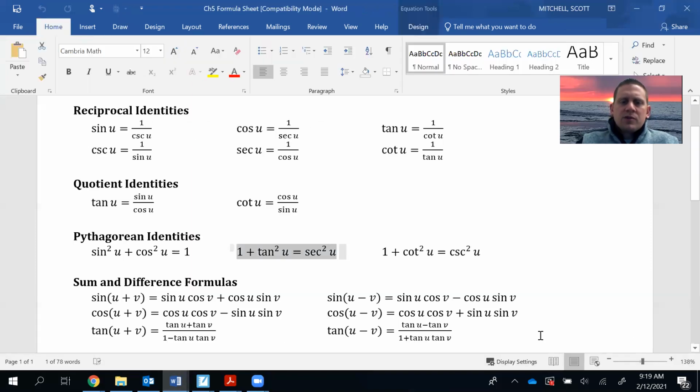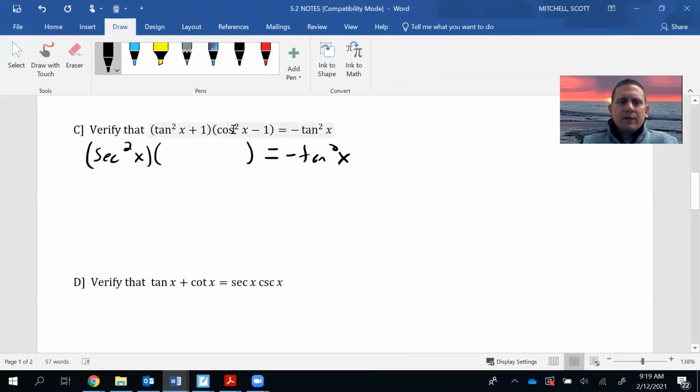So I go to my formula sheet. I need to use this identity, but I need to move some things around. If you move the 1 over here on the left, so we need cosine squared minus 1, and you take the sine squared over to the right, that becomes a negative sine squared. So again, using this identity, moving things around, this equals negative sine squared of x.